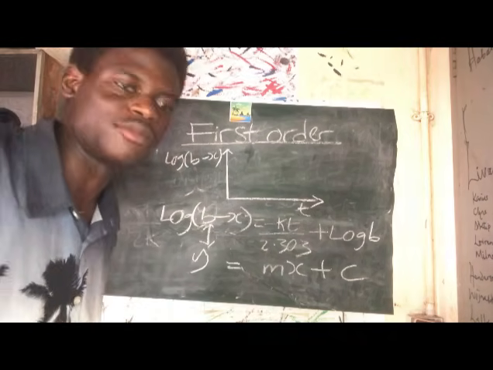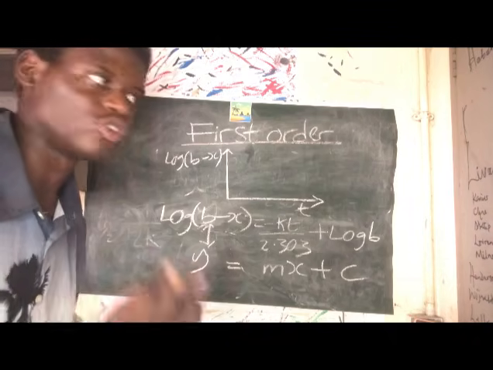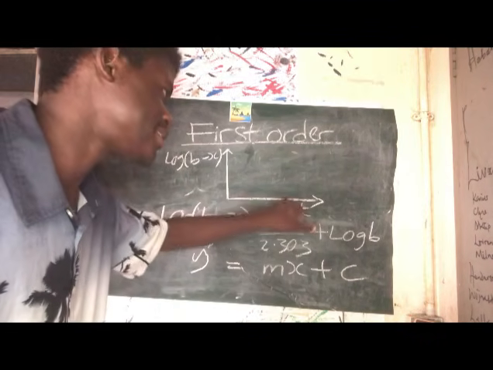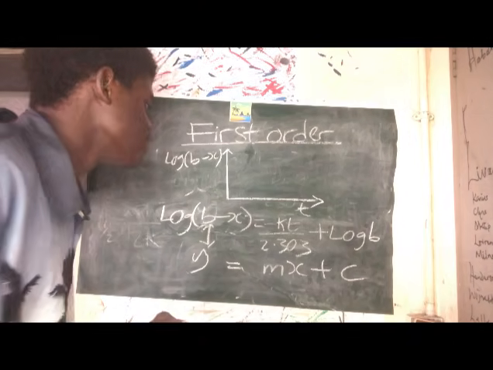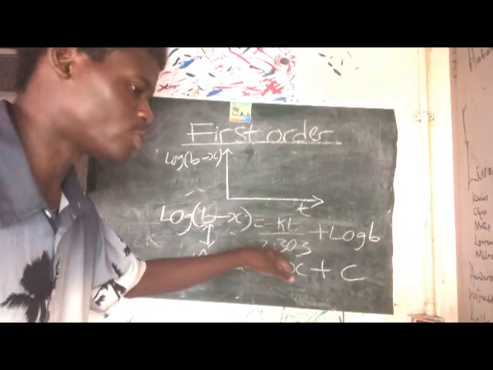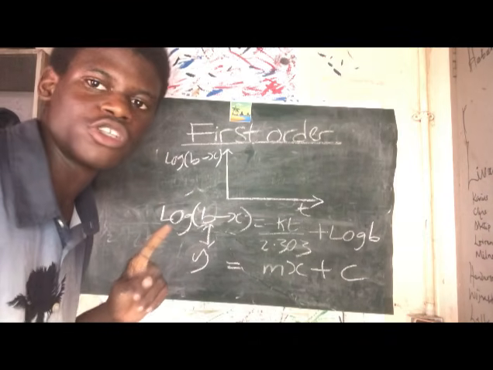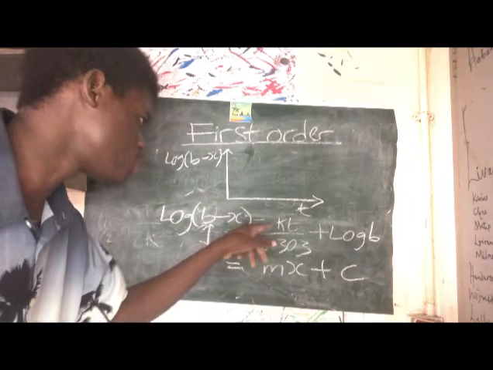So all these stories that I've been saying, all you need to know is, if they ask you the question, what are we plotting against what? We are going to be plotting log b minus x against t to get a straight line. But that straight line, the slope is minus k over 2.303. The slope is negative, so the straight line is not going to be going up. Instead, it will be coming down. Why? Because the slope is negative.